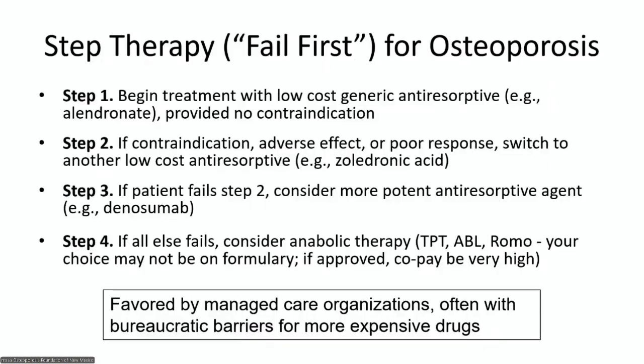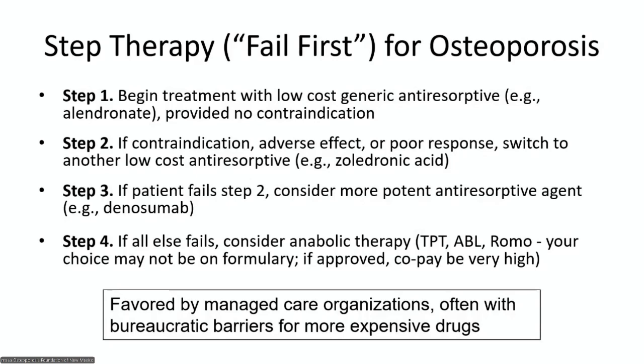Now, insurance companies have a very easy answer for us. You're all familiar with this. Fail first. This is where we're required to start off with the cheapest medication. That's usually a generic oral bisphosphonate. If that can't be used, then we go to an IV bisphosphonate. If that doesn't work, then maybe denosumab. And if we're really, really lucky, if that doesn't work, we might get to an anabolic agent.